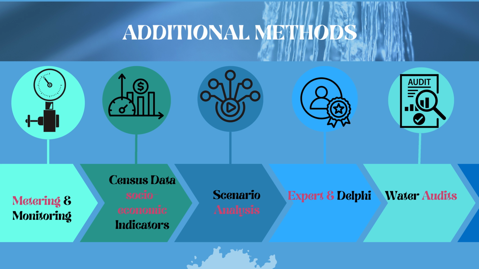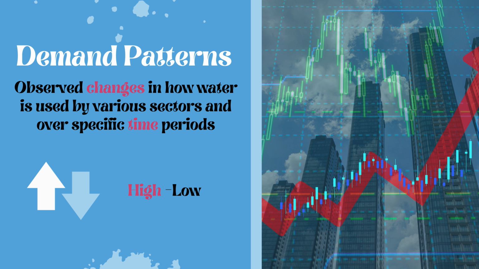Imagine a river. The flow of water demand isn't always constant. It can be high or low depending on several factors. So let's explore these patterns. Water demand patterns are observed changes in how much water is used by different sectors over time.